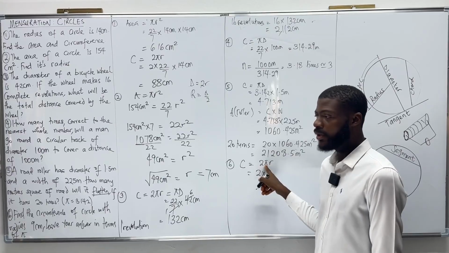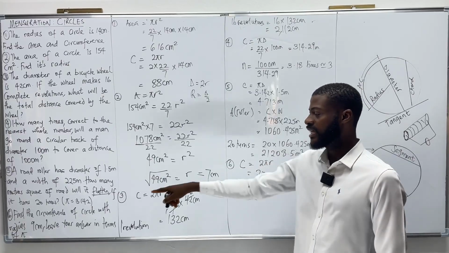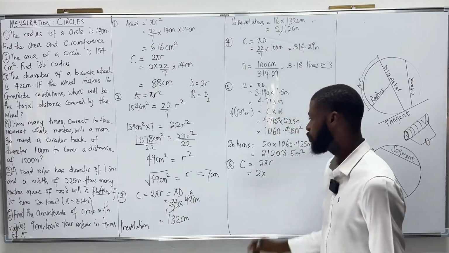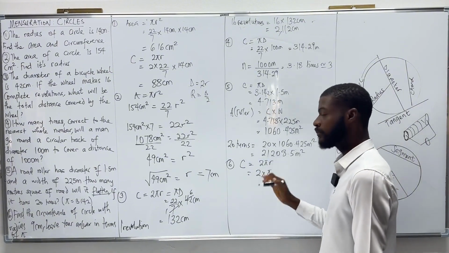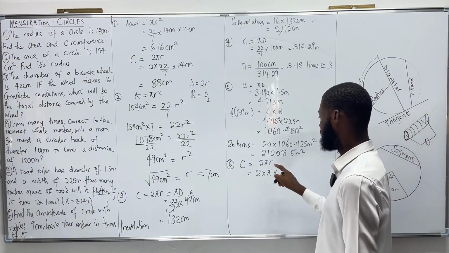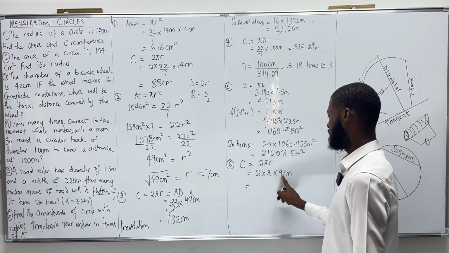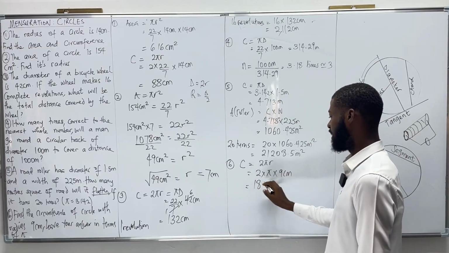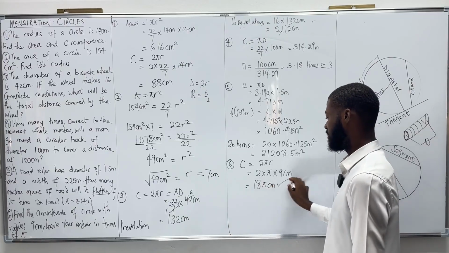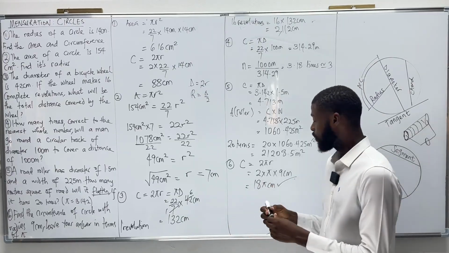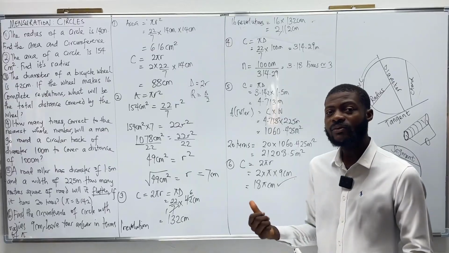But I will not write it. Why won't I write it? Because it says leave your answer in terms of pi. So it means pi will still be here. Then times what's our radius? 9 centimeters. 2 times 9 is 18. So this will be 18 pi centimeters. That's the answer. This is what it means to leave your answer in terms of pi.